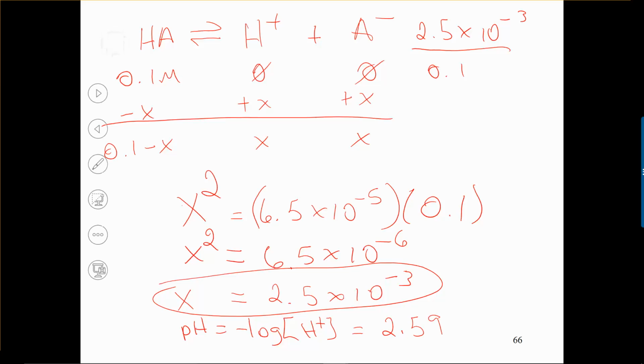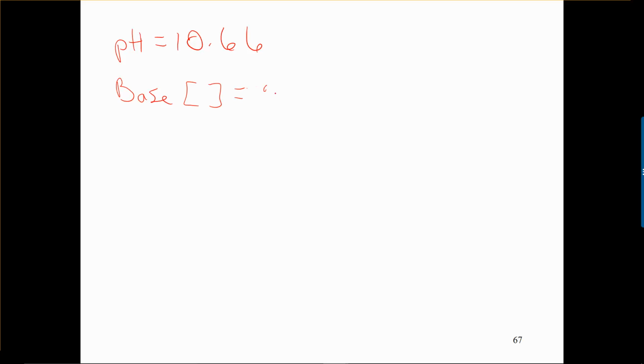Okay, so here is a similar question. Okay, so solve for Kb.